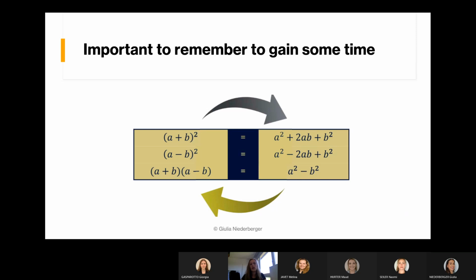Then important to remember, these all are also just some rules that you best know by heart in order to be faster at the exam and to not mess up anything.